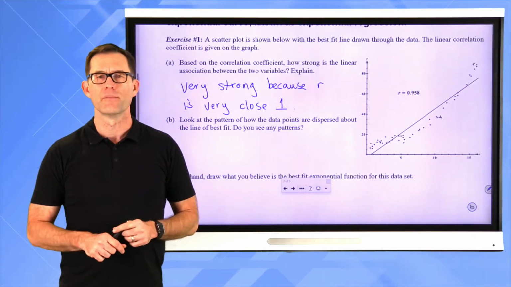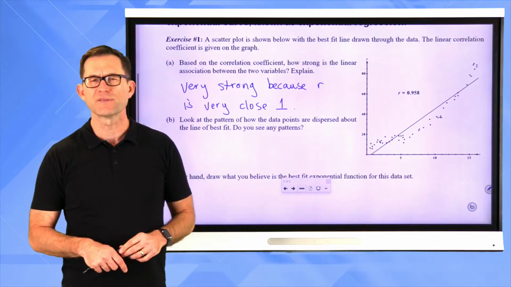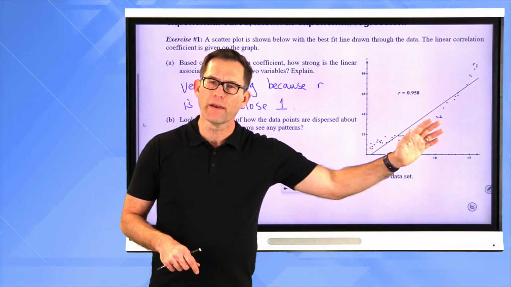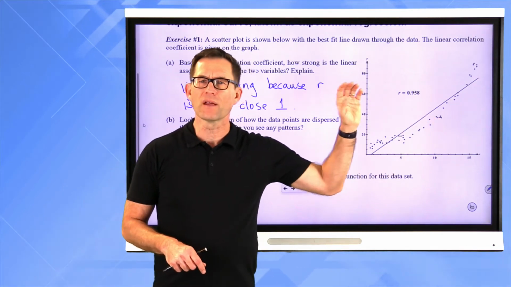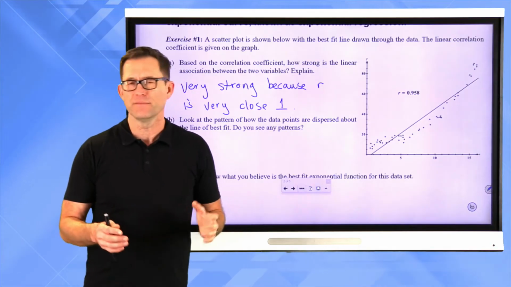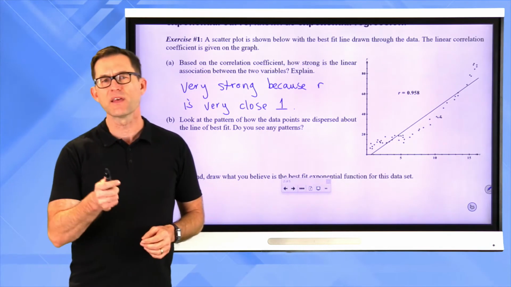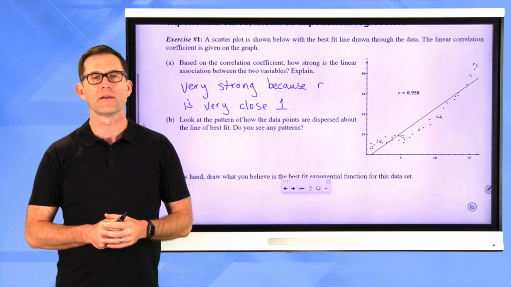Now let's take a look at letter B. Look at the pattern of how the data points are dispersed, that means spread out, about the line of best fit. Do you see any patterns? All right, so I want you to take a look at this line of best fit, and I want you to take a look at how the data is spread out around that line and tell me if you see any patterns. Pause the video now and at least think about these and write something down if you can.